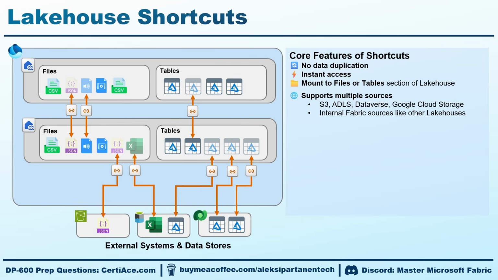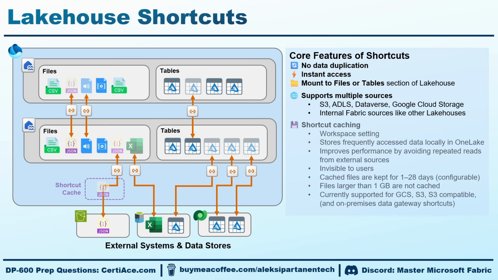Also, there is a concept called shortcut cache that is not super relevant for DP-600, but let's cover it quickly. This is a workspace level setting that can be turned on. In practice, this cache will store frequently accessed data locally in OneLake. For example, in our picture, if we would be reading the JSON file from S3 bucket via shortcut and we would have a shortcut cache enabled, if we would read it once, this file would be stored to the cache and following reads would be using that cache rather than the file that is sitting in the S3 bucket.